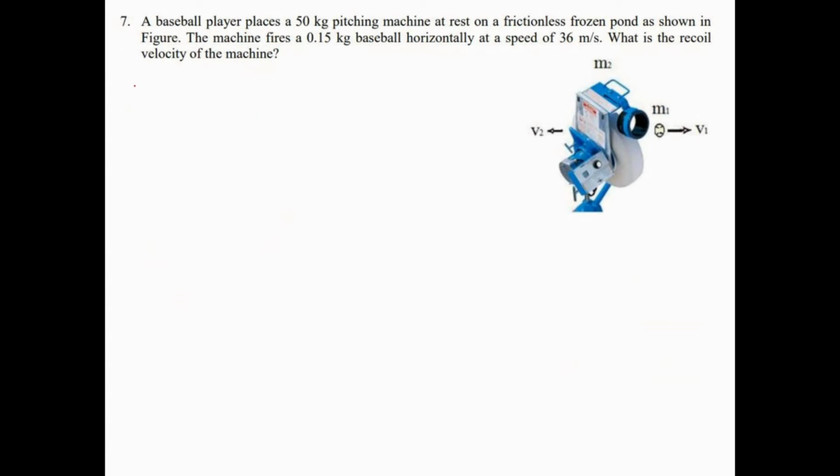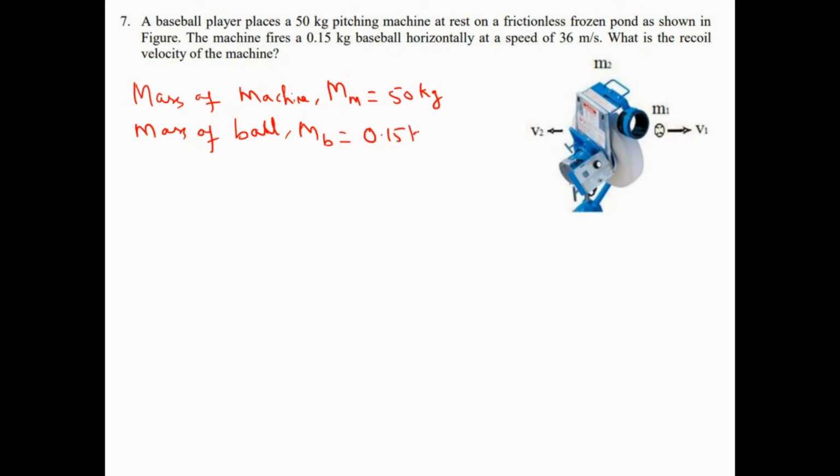So what is the machine mass? Better I can write the mass of the machine. I'm going to write mm. Okay, the mass of the machine is 50 kilogram. And then this machine fires a 0.15 kilogram ball. So what is the mass of the ball? Mass of the ball, mb, which is equal to 0.15 kilogram.